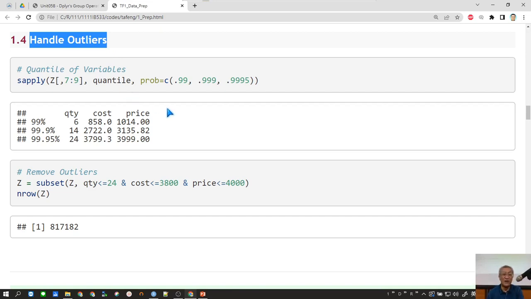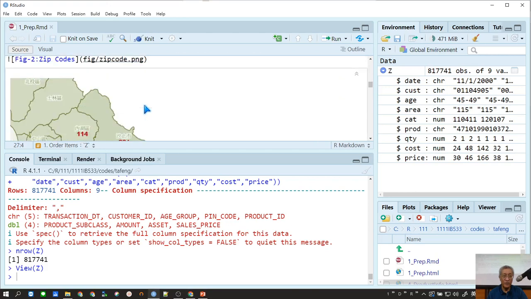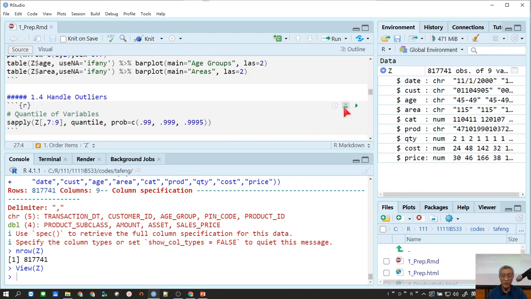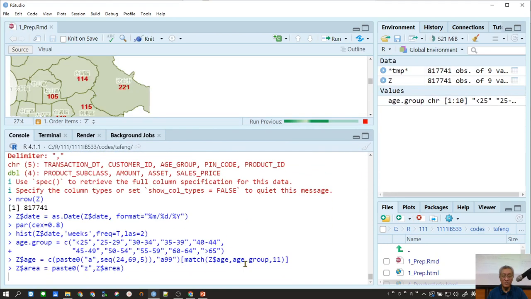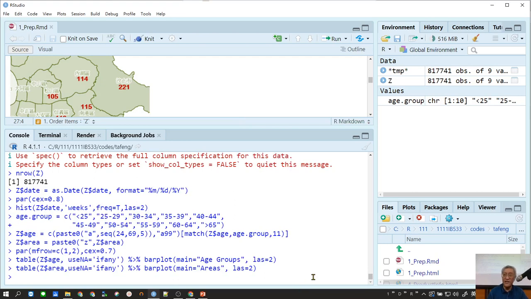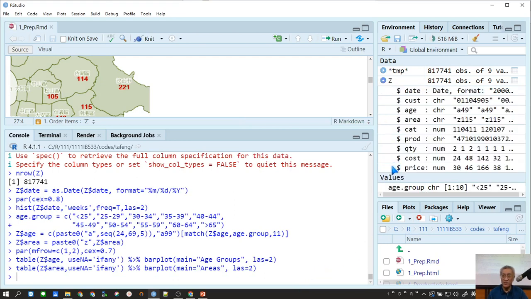So first, we get the data, and we want to find out the quantiles of quantity, cost, and price. If we take a summary of Z, sorry.